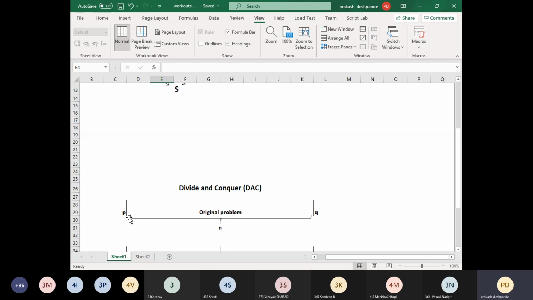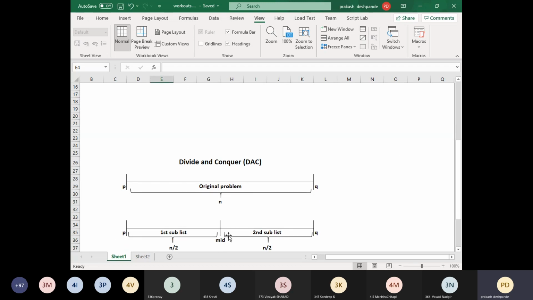Now P and Q are what? These two are the two ends of a given problem, which consists of n number of elements. Then how does divide and conquer work? Given a set of n elements, we will try to divide this particular given problem into two different halves. When I divide it into two halves, I get two parts: the first sublist and the second sublist.